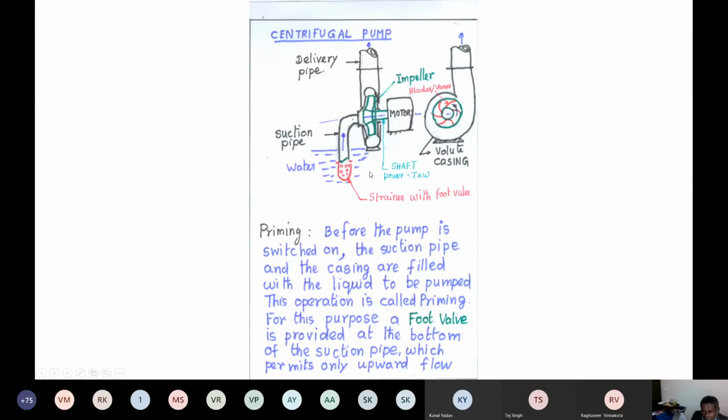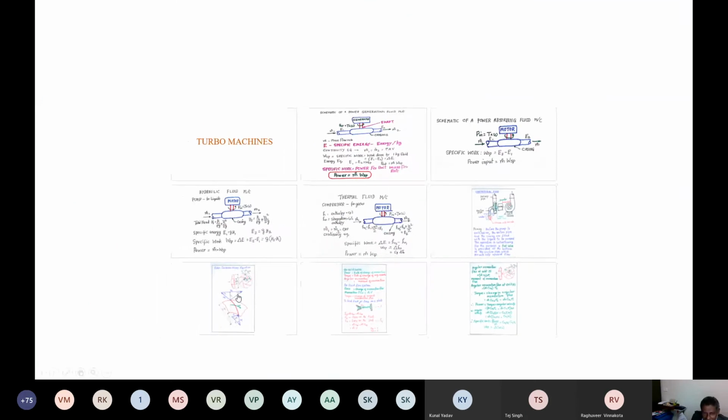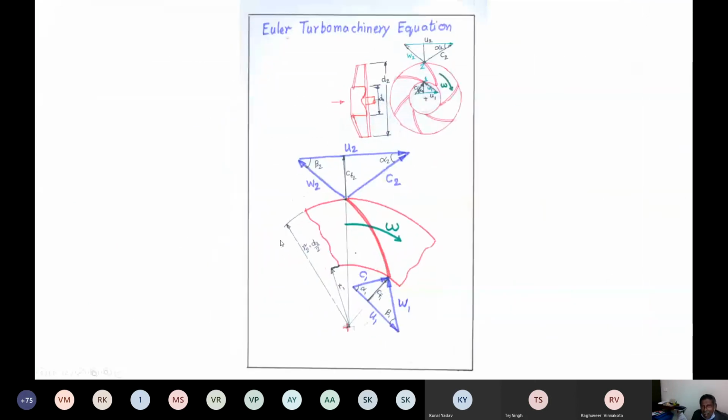We'll see now the next one, the Euler turbomachinery equation. So to derive this equation, I have taken the flow through the centrifugal impeller. I have two views of the impeller at the top here. The first view on the left-hand side is the meridional view. The other one is the transverse view. You find that there are 1, 2, 3, 4, 5, 6 blades.